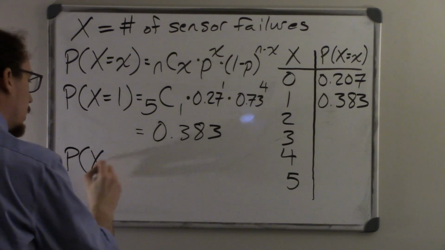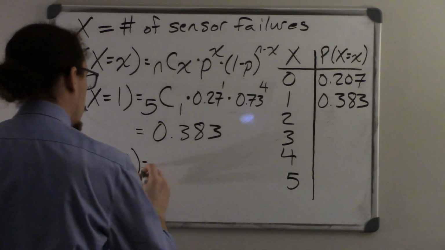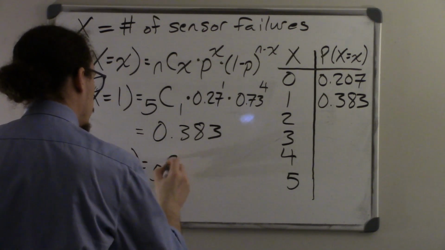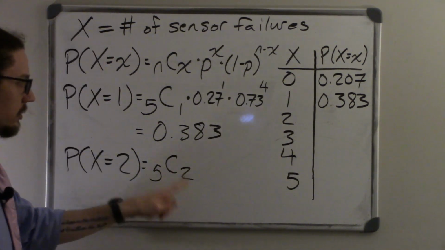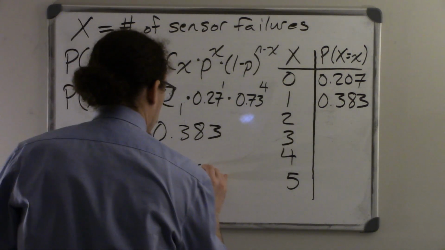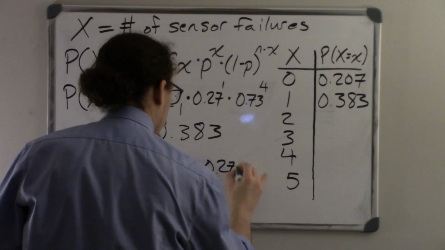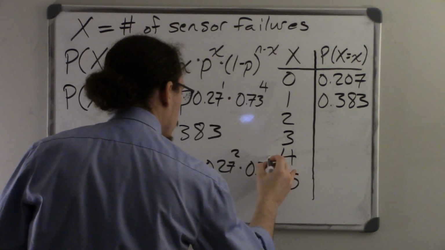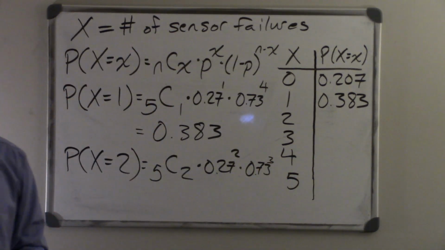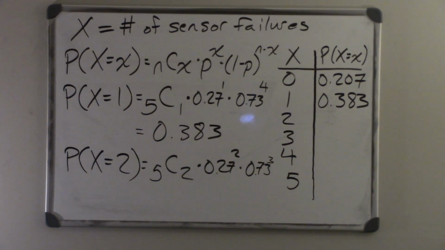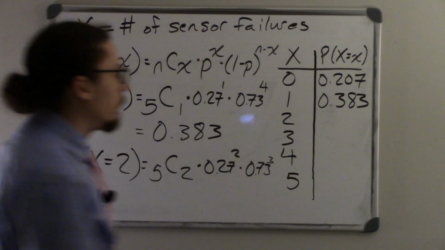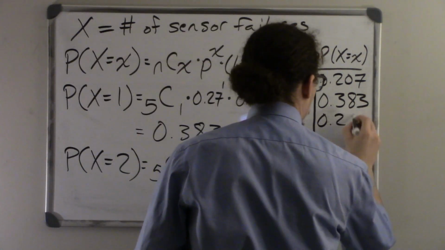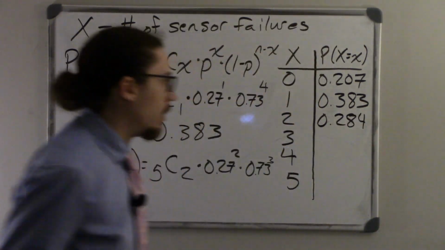So for the probability x equals 2, we would have 5C2 now instead of 1, times 0.27 squared, times 0.73 to the third. And that would give us 0.284.